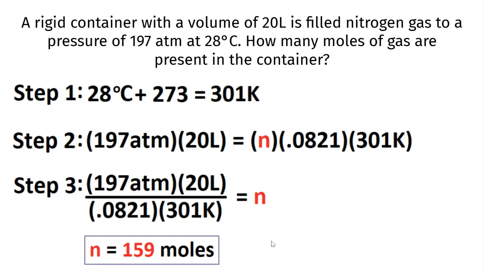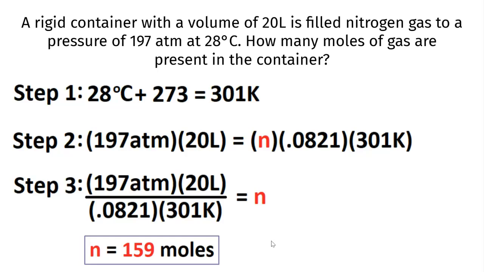For example, a rigid container with a volume of 20 liters is filled with nitrogen gas to a pressure of 197 atm at 28 degrees Celsius. How many moles of gas are present in the container? Let's check that all of our numbers are already in the correct unit. P has to be in atm, so 197 atm, that one's good. V has to be in liters, so 20 liters, that one's good. N is missing, so that's going to be our X.